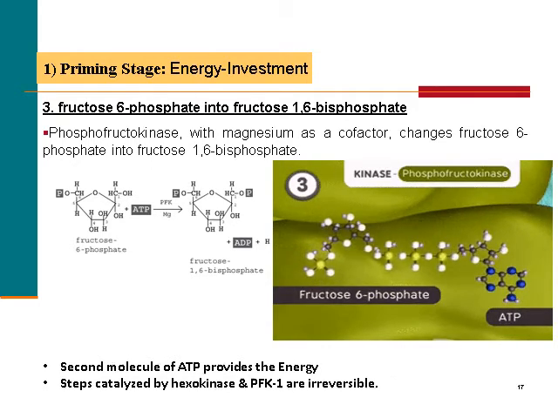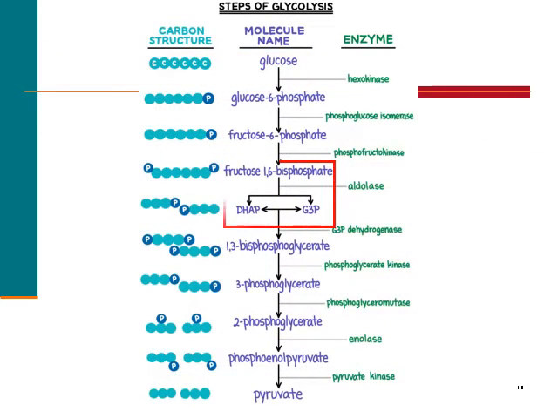Okay, now let's move. After this step, the next step is fructose 1,6-bisphosphate, which is a 6 carbon molecule, now breaking down into 2 3 carbon molecules. So this is the splitting stage.